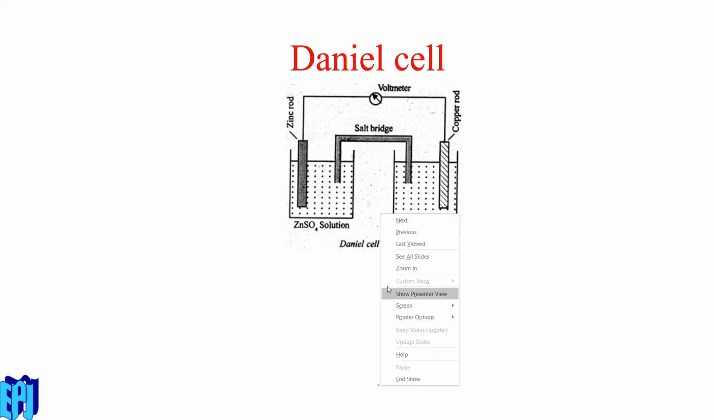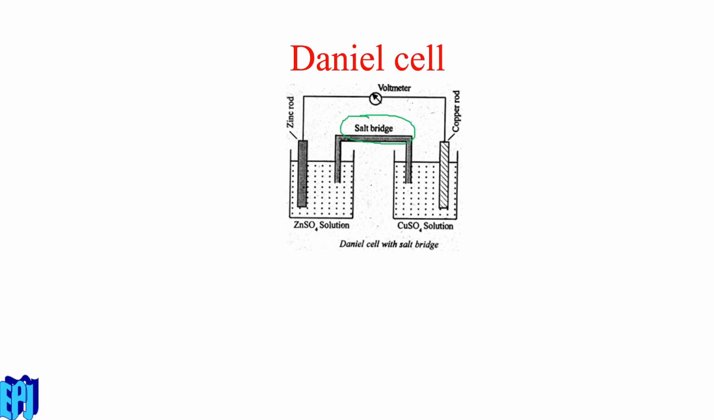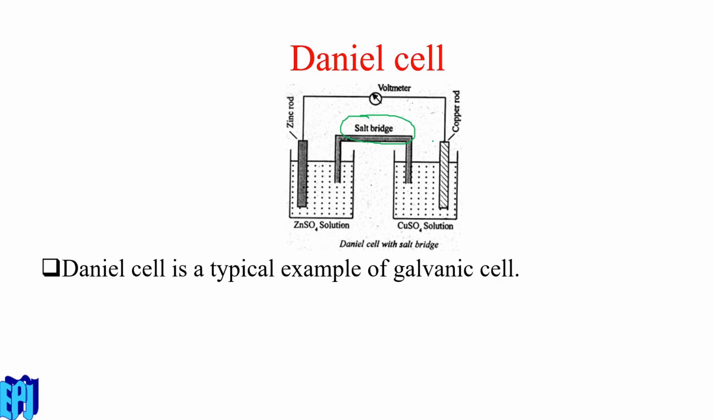You can see what we mean by a salt bridge. You can see there is a salt bridge present here. With the help of this, the electrical energy will begin to flow. So we know that the Daniel cell is a typical example of a galvanic cell.